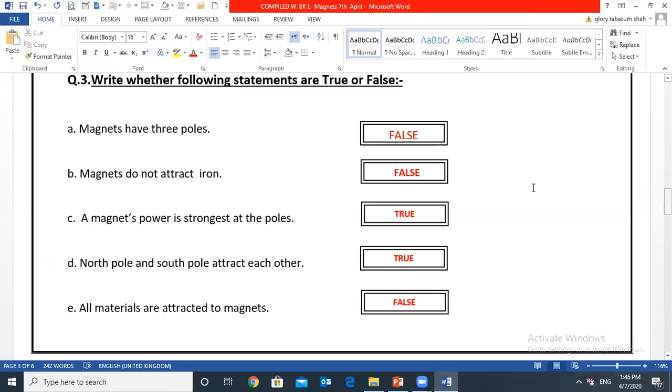So I will repeat the question number 3 again. Magnets have 3 poles. False. Magnets do not attract iron. False. A magnet's power is strongest at the poles. True. North Pole and South Pole attract each other. True. All materials are attracted to magnets. False. Done.